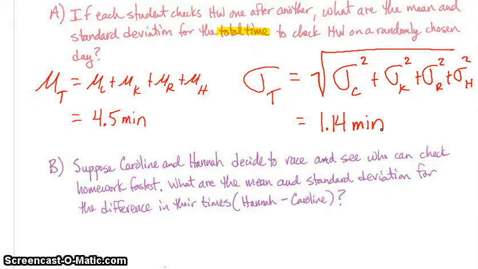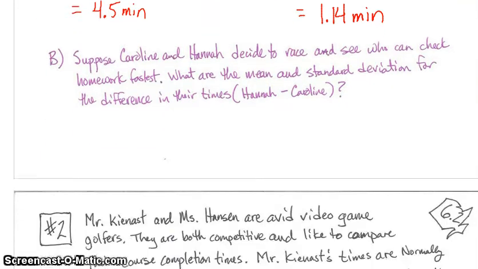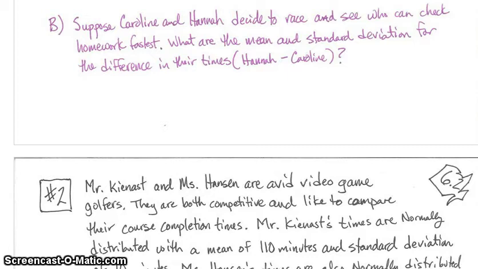All right. So we're going to switch into a nice maroonish purple. Suppose Caroline and Hannah decide to race and see who can check homework fastest. What are the mean and standard deviation for the difference in their times? So now we're looking for the mean of Hannah minus Caroline. That's just the mean of Hannah minus the mean of Caroline. And hopefully you get negative 0.4 minutes.